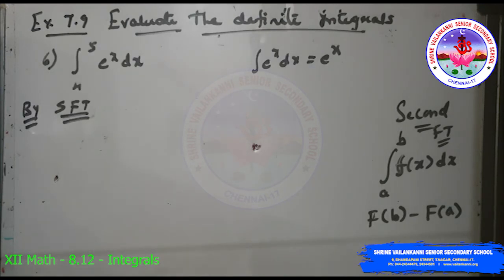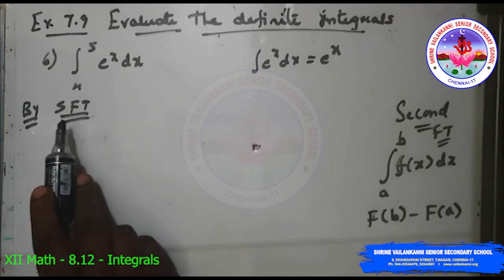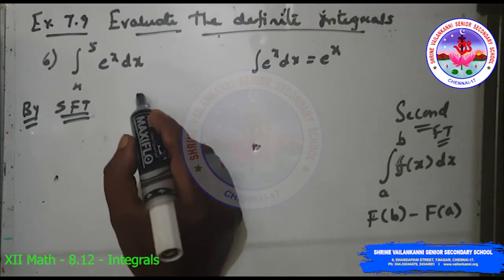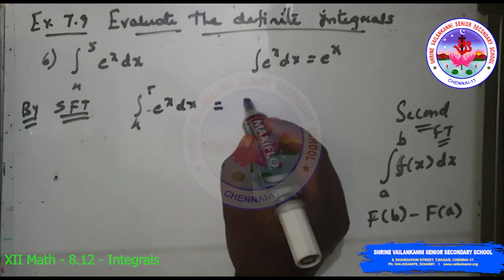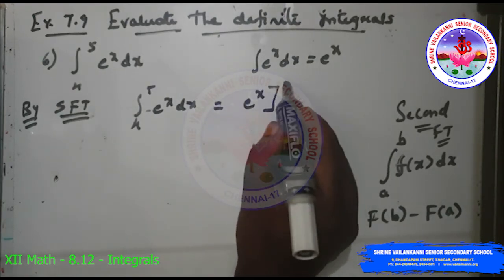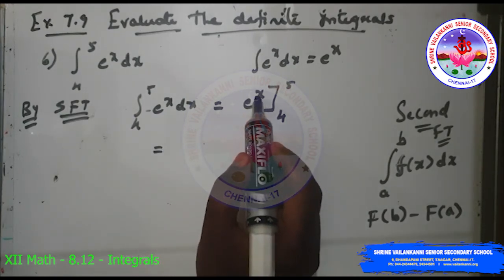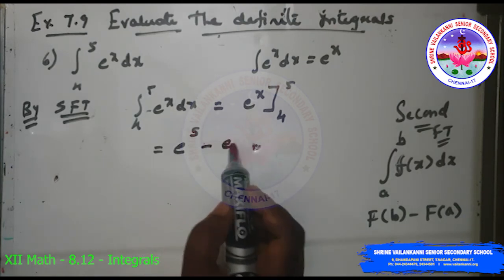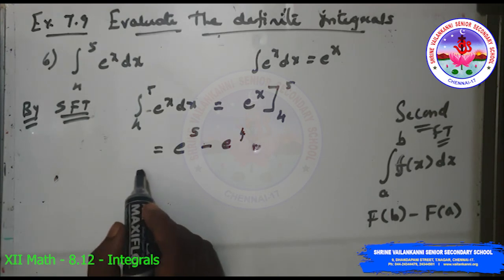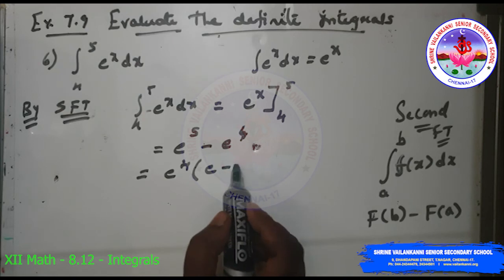Sixth one, integral of 4 to 5 e power x dx. So integral of e power x dx is e power x. So by second fundamental theorem, we have 4 to 5 e power x dx, which is equal to e power x, 4 to 5. So upper limit minus lower limit. So substituting upper limit in x, so e power 5 minus e power 4, which is equal to, taking e power 4 common, e power 4 into e minus 1.